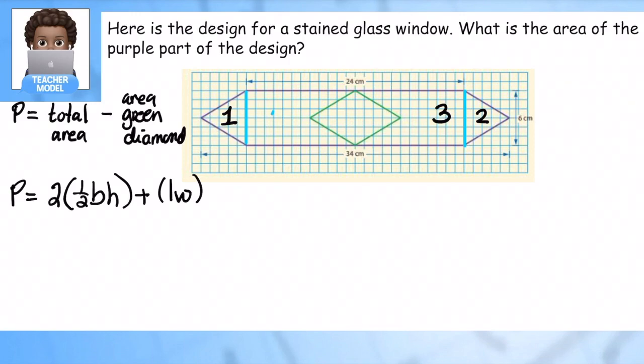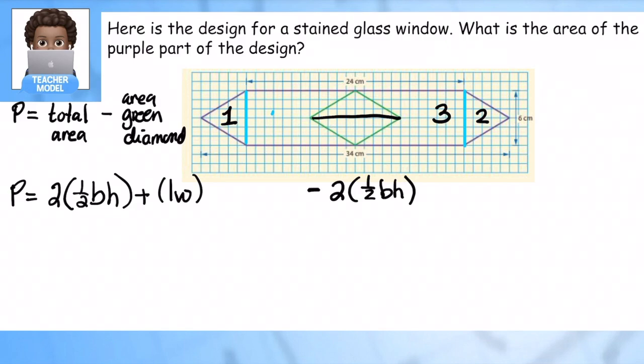For the part I want to take away, I'm going to give myself some space. I'm going to subtract. For my big piece over there, I'm going to split it into 2 triangles. So it's going to be 2 times, again, 1/2 base times height. That's going to be the green part I'm taking away.